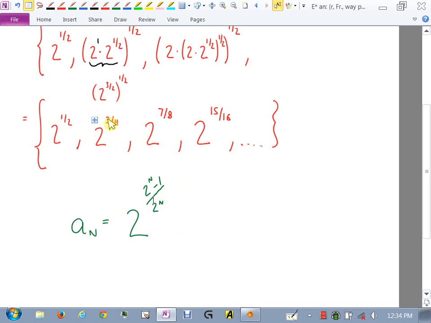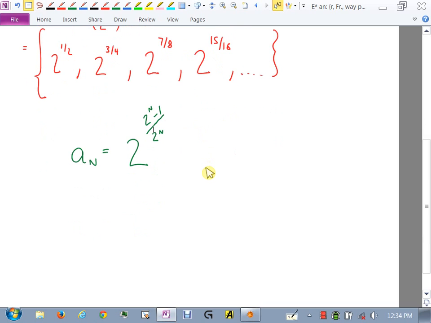So all of the numerators are just powers of 2, but take 1 away, right? This was 2, take 1 away. This was 4, take 1 away. 8, take 1 away. 16, take 1 away. Now, what is the limit as n goes to infinity of (2 to the n minus 1) over 2 to the n?